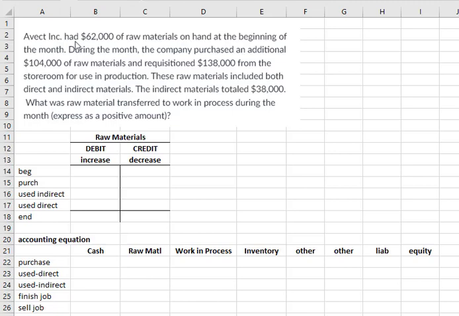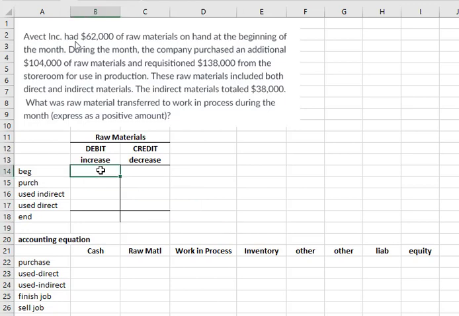Hi everybody, I wanted to work this problem with you, and I'm going to do it with a T account. I'm also going to refresh how it might impact the accounting equation. It's just a different visual of it. It's the same information as if you did a formal journal entry, just multiple different ways of viewing it.